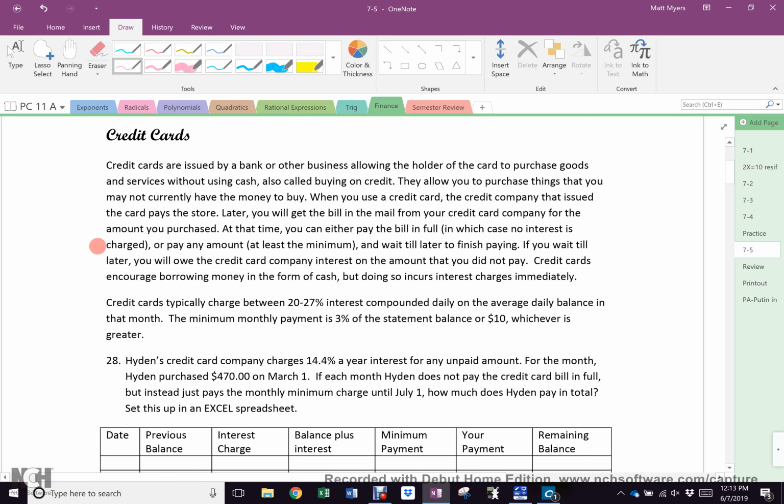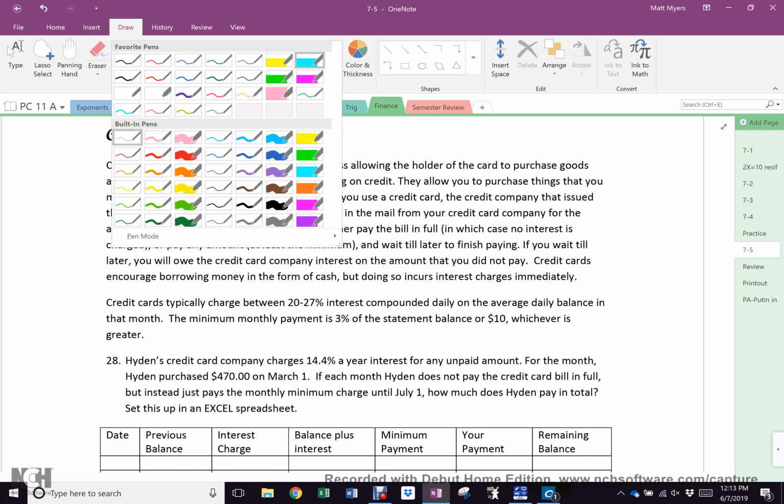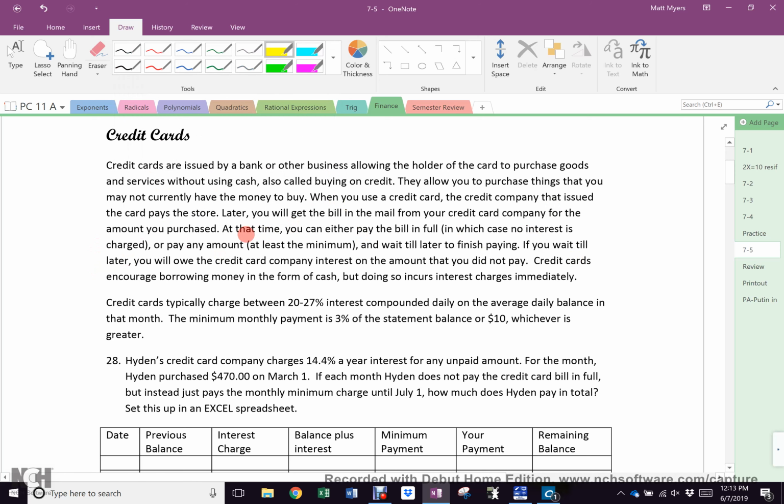All right, so let's talk about this. Most of this is pretty self-explanatory. Everybody should be pretty good. But let's call out a couple of things. When you get your bill in the mail, you still get a bill in the mail. If you don't actually get a physical paper bill, they will email you one once a month. It still only happens once a month. Now, you have a choice. You can either pay the bill in full.